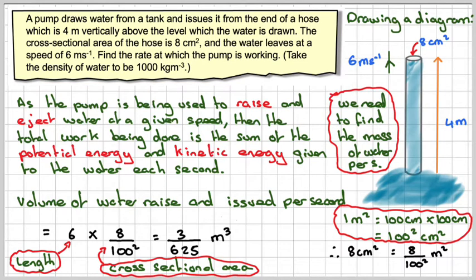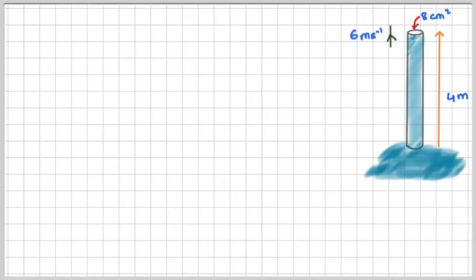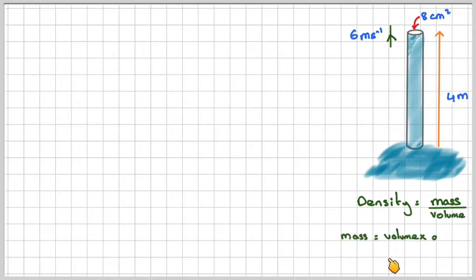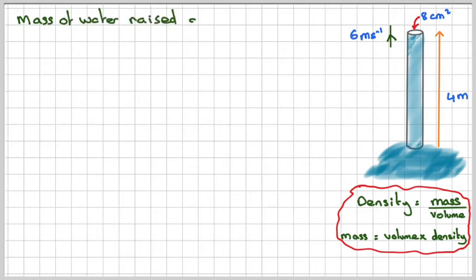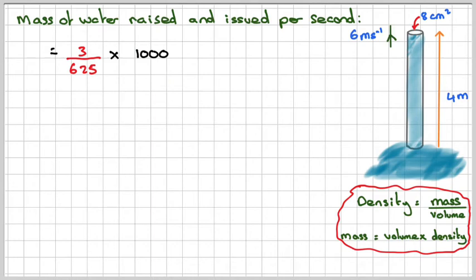Now we need to convert that into a mass using the idea that density is mass divided by volume, and therefore mass is volume times density. So in our case, the mass of water raised and issued per second will be our volume times the density, which will give me 24 over 5 kilograms per second.